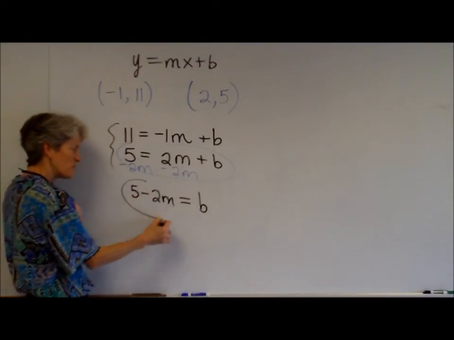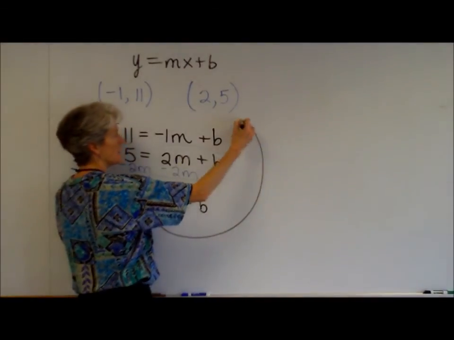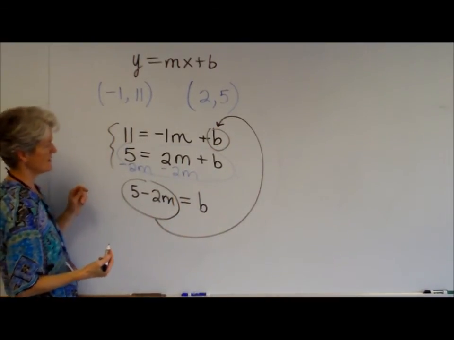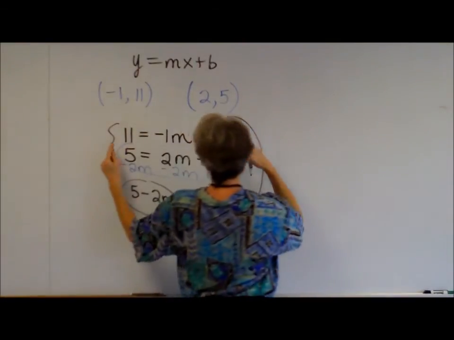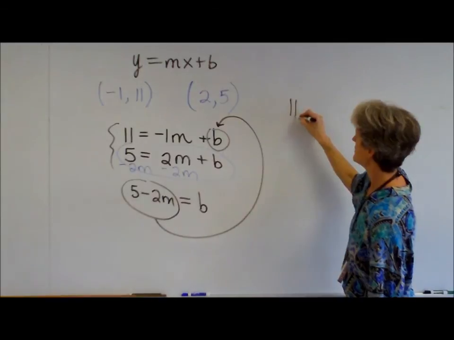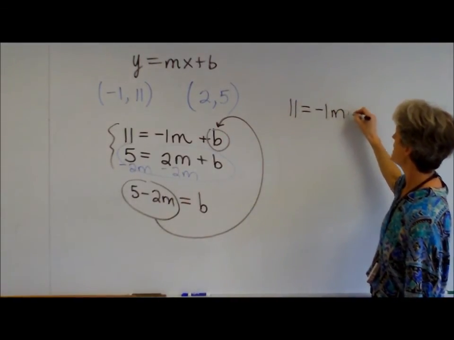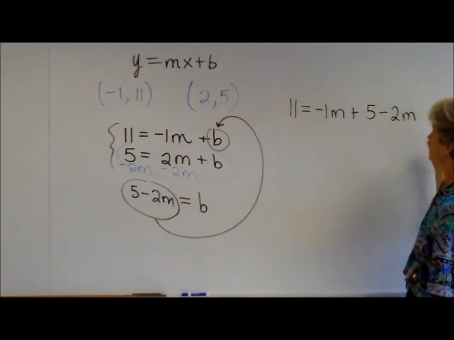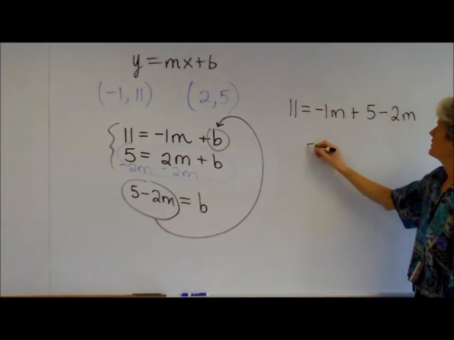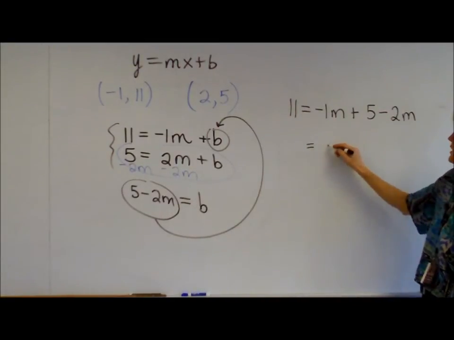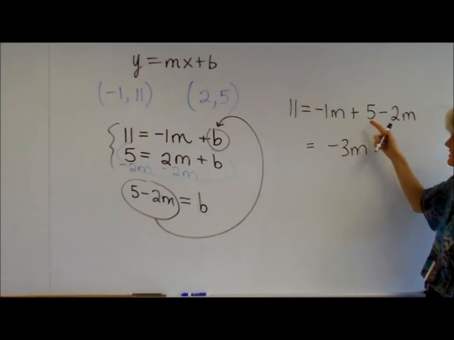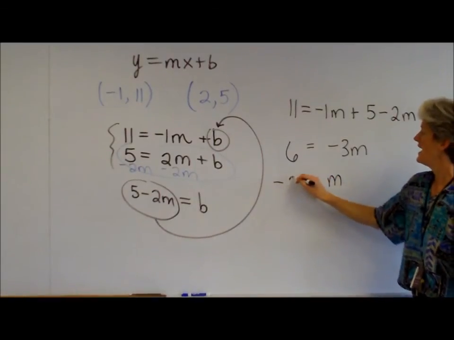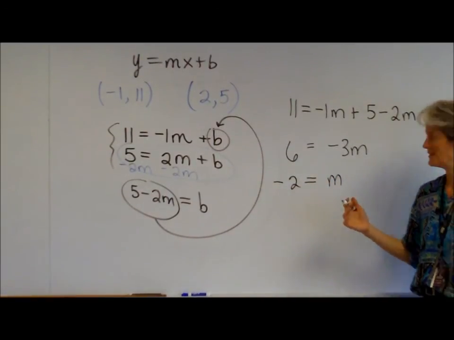So now I have an expression for b, so I can plug that expression in for this b. Substitution. You guys remember this from algebra? All right, so let's bring this over here. So now I'm rewriting this top equation, 11 equals negative 1m plus, instead of the b, I'm going to insert that 5 minus 2m. Combine like terms, negative 1m, negative 2m, that's negative 3m. I can subtract 5 from both sides, divide by negative 3, and voila! I have my slope. Isn't that cool?